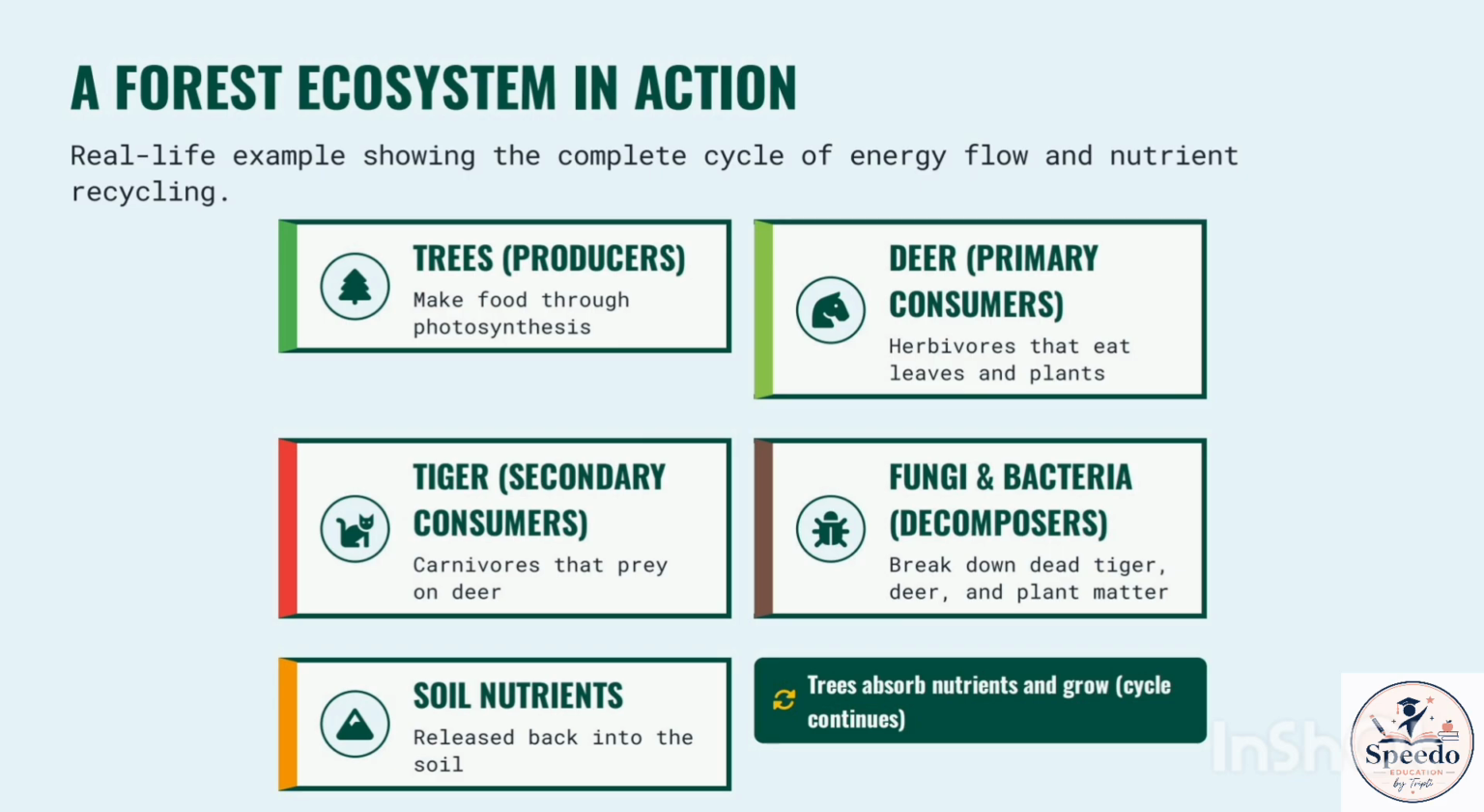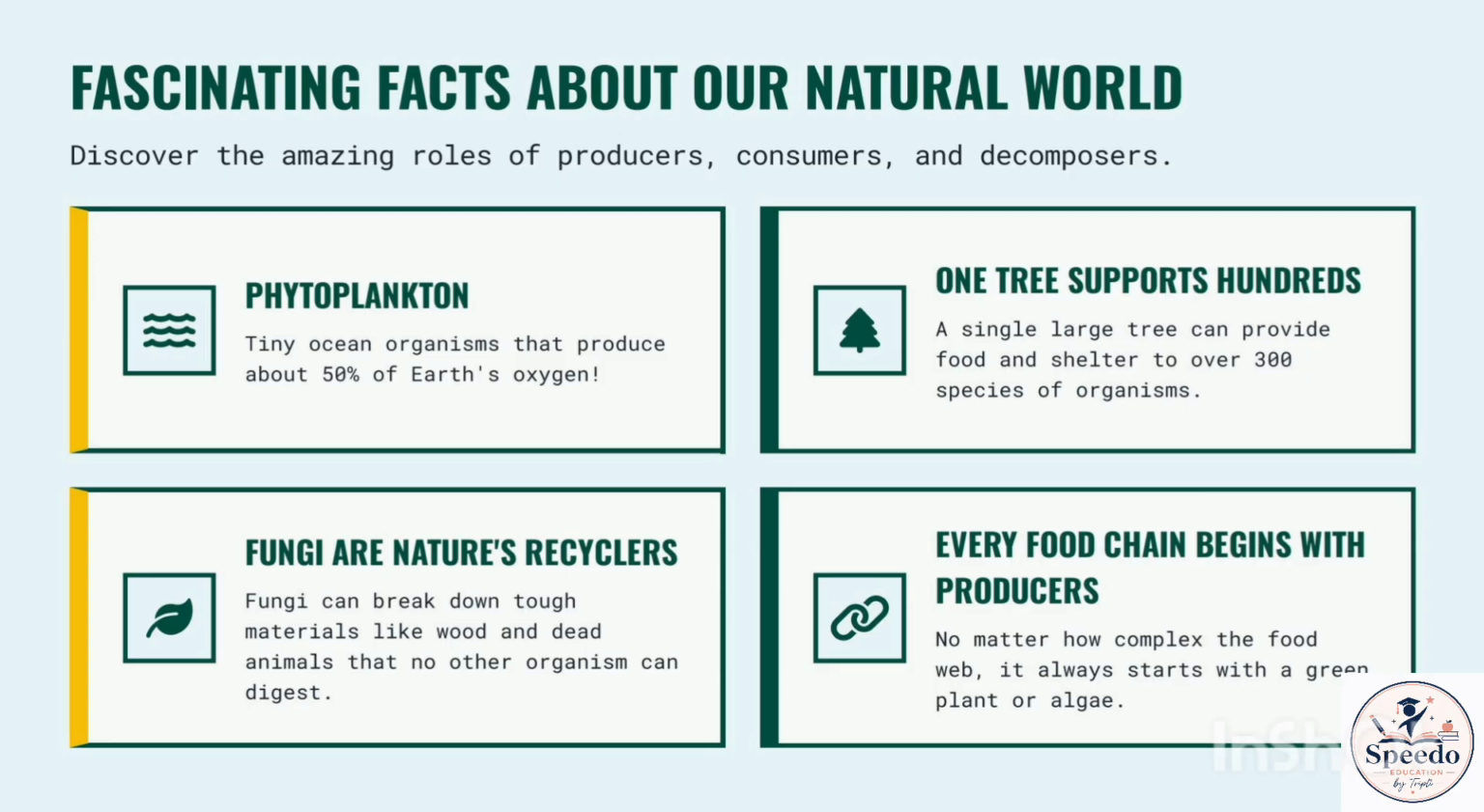Interesting facts. Let's learn some interesting facts. Did you know that phytoplankton, tiny microscopic organisms living in oceans, are among the largest producers on Earth? They contribute a significant portion of the oxygen released into our atmosphere. A single mature tree can support hundreds of different organisms, including birds, insects, fungi, and microorganisms. Scientists often call fungi nature's recyclers because they help return valuable nutrients to the soil.